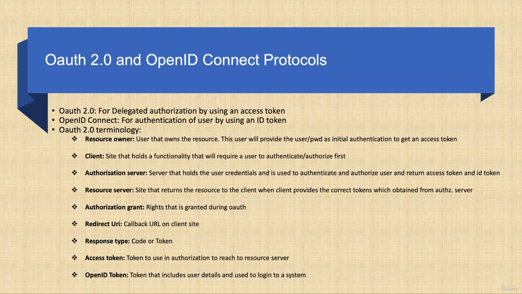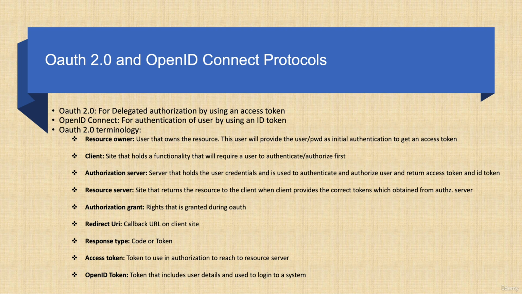Resource server is the site that returns the resource to the client when client provides the correct tokens which obtained from authorization server. Authorization grants are the rights that is granted during OAuth. Redirect URI is the callback URL on the client side. Response type is code or token. That means we can directly return a token in case of implicit flow, for example. But it is recommended to use OAuth with the code. We will see the difference in the next slides.